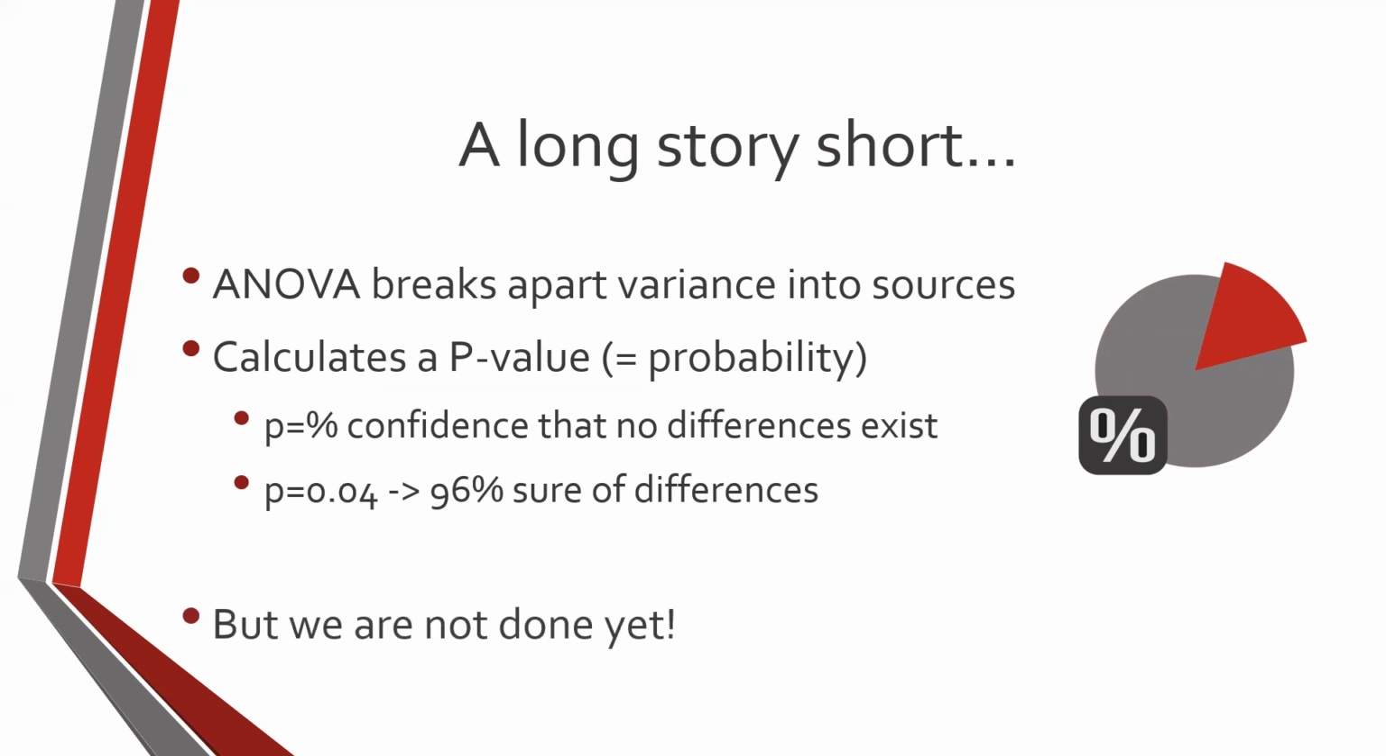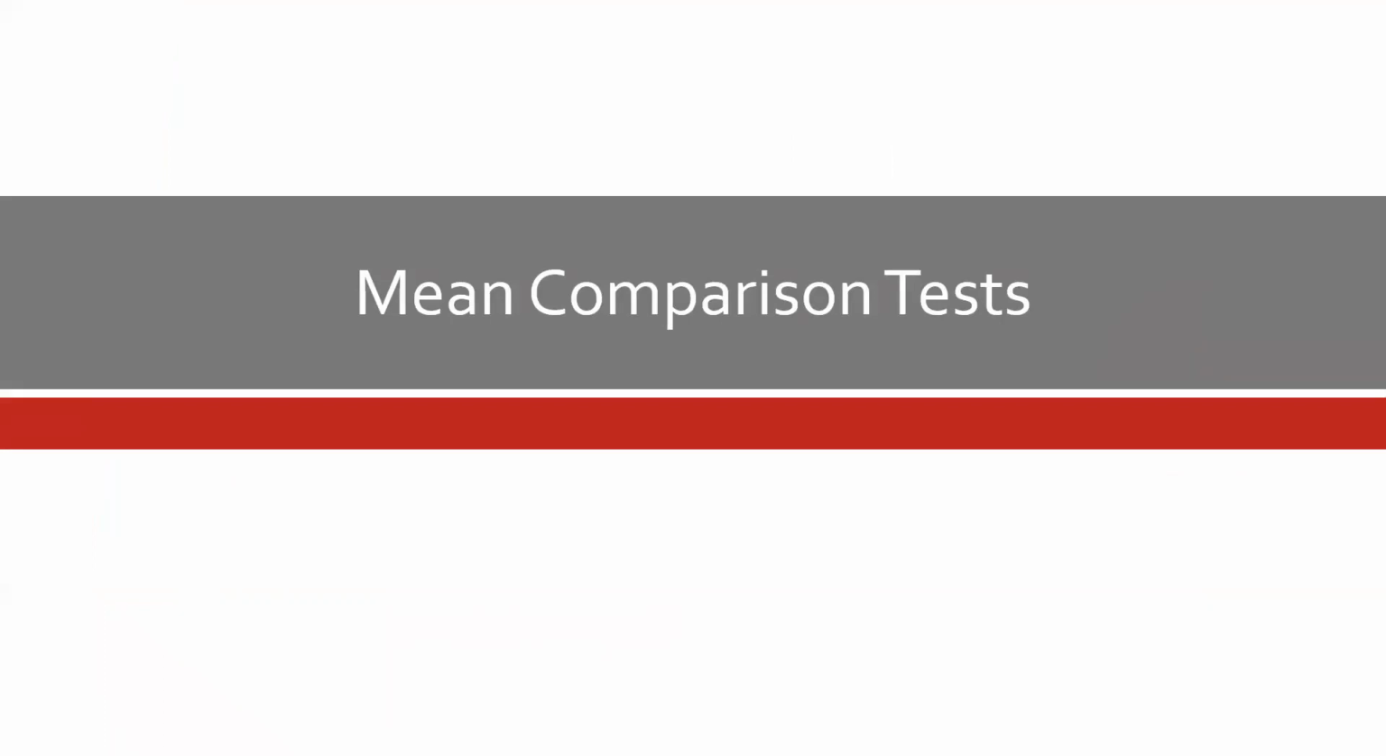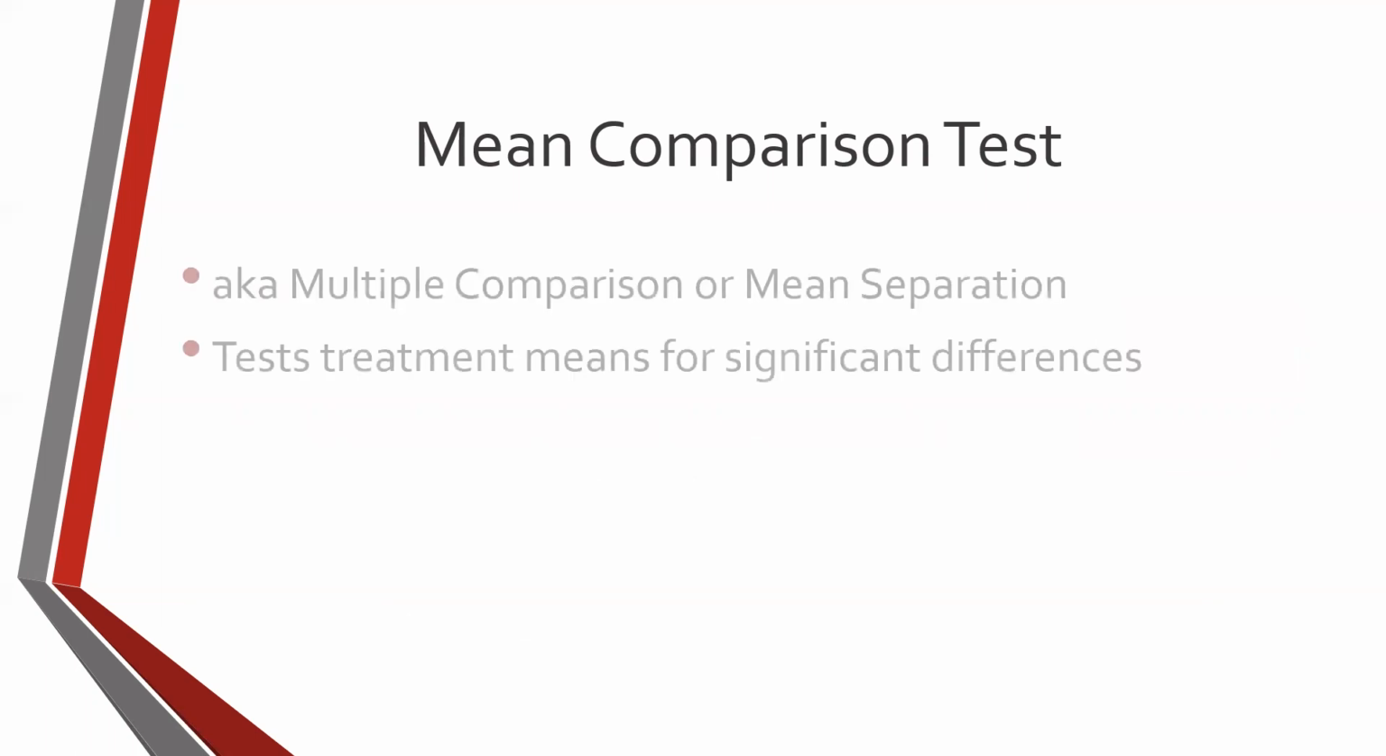But we're not done yet, because we need to know which observed differences between the treatments are significant and which are not. So the AOV analysis doesn't give an answer to which observed differences in treatments are significant, just whether there's evidence that there is some significant difference. So the next step is to run a mean comparison test, sometimes known as a multiple comparison or a mean separation test. These compare the treatment means to determine what differences are significant.